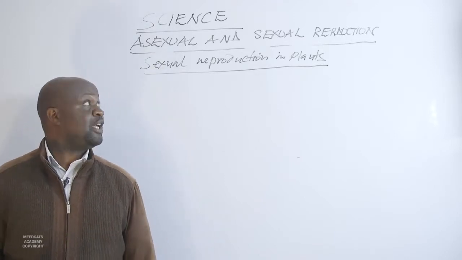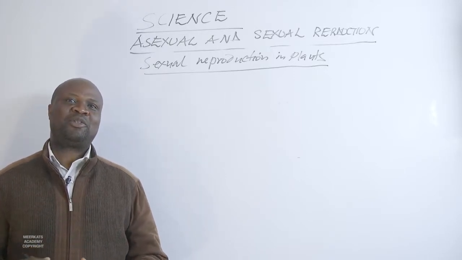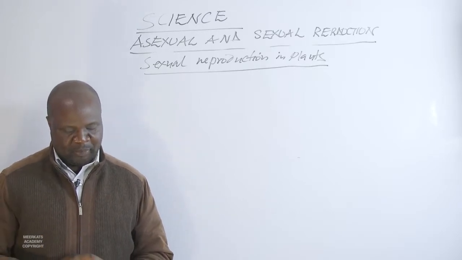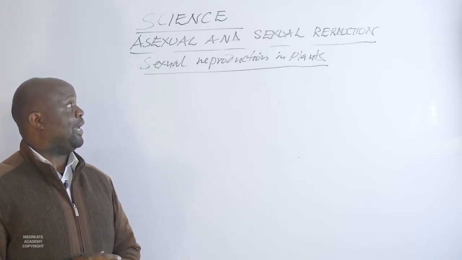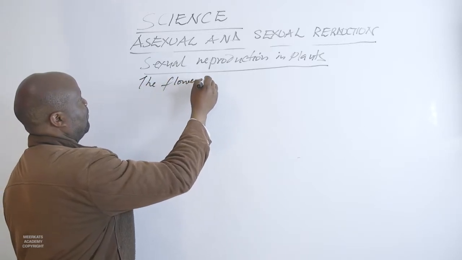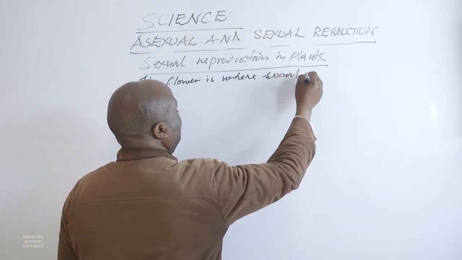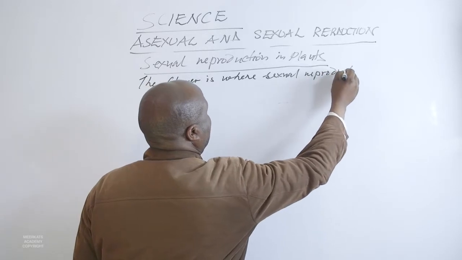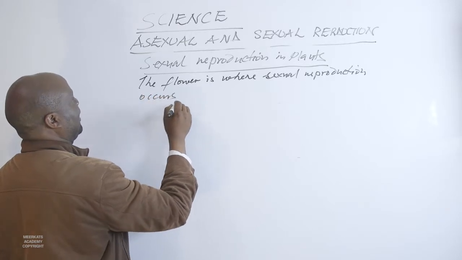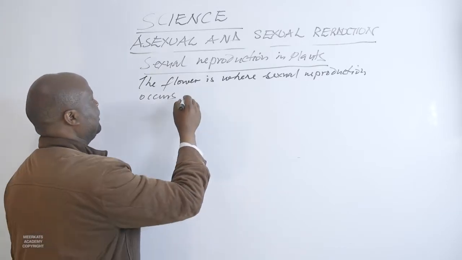So when we talk of sexual reproduction in plants, we are dealing with flowering plants. The flower is where sexual reproduction occurs in a flowering plant.